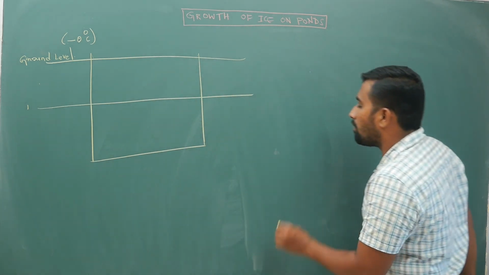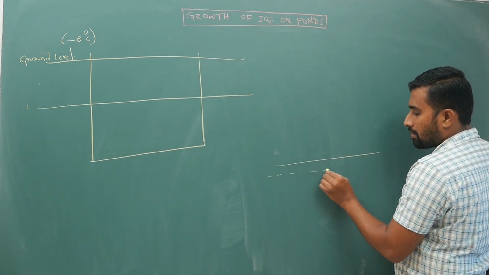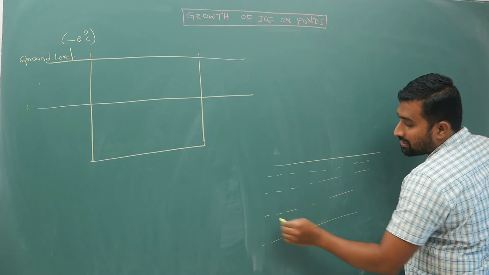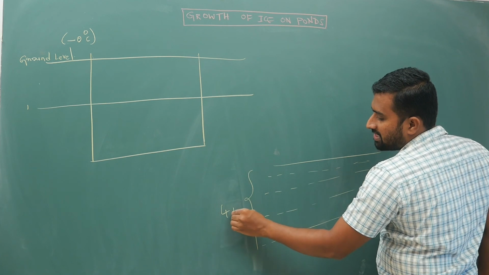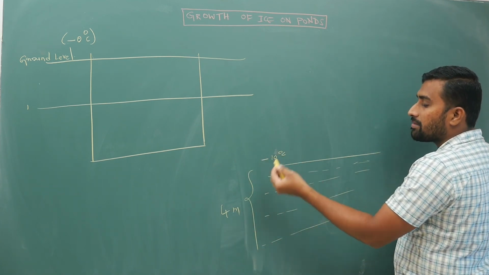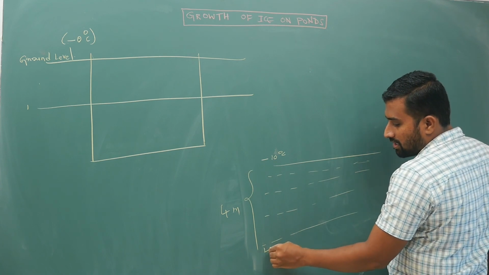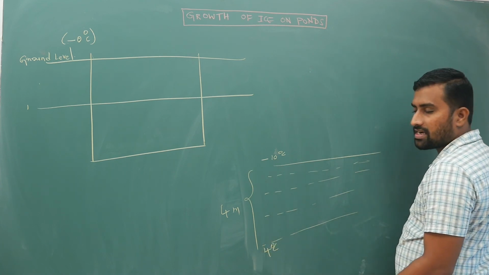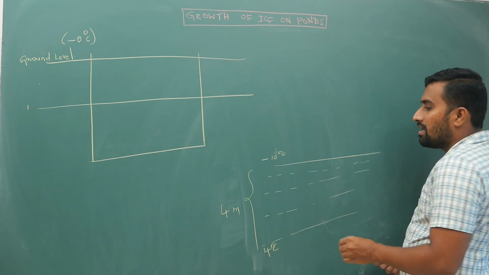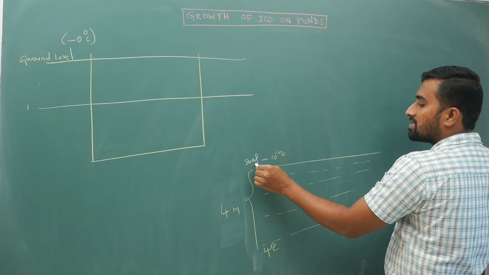You will have water here. Let us say this is some 4 meters initially. The atmosphere is at some minus 10 degrees centigrade, and the temperature is slowly decreasing. In the bed it is 4 degrees centigrade. Now from this minus 10, ice starts forming. This is your surface here.